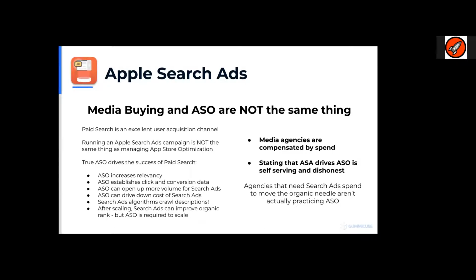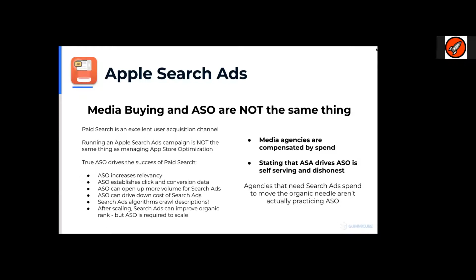In fact, ASO is what drives the success of paid search. ASO increases your relevancy. It establishes click and conversion data that opens up more share of voice on keywords when you do run a search ads campaign. And it can actually drive down the cost of search ads as your relevancy and conversion increases. The other important thing within search ads is that algorithms do crawl your descriptions for search ads. In the organic world, your description is not crawled for Apple, but in the paid search ads world, it is. So the way you write that description is very important.